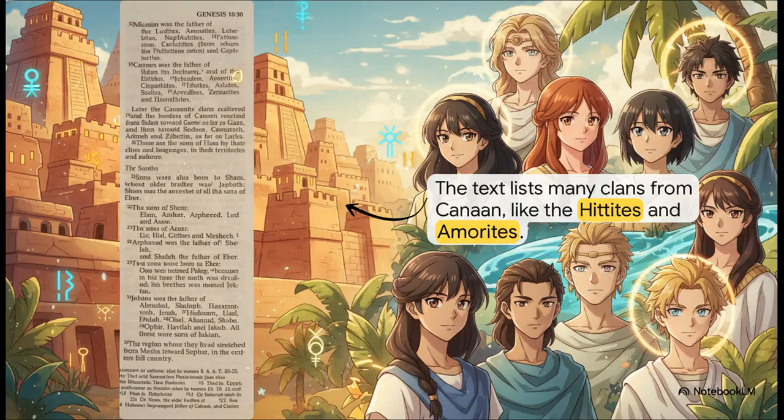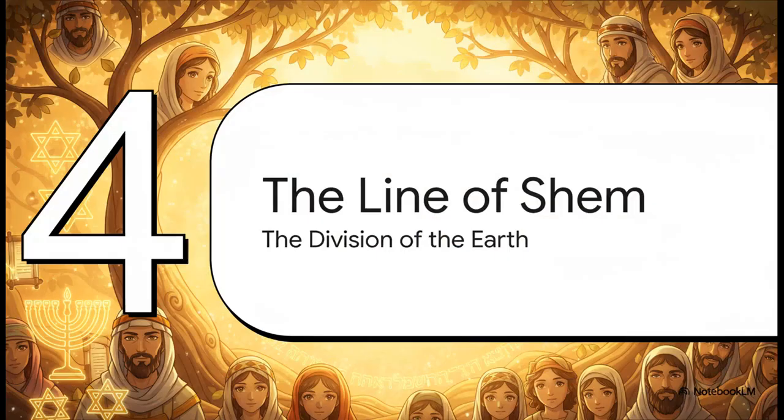But it's not all about Nimrod. The line of Ham also includes all the descendants of Canaan, and the text lists a bunch of well-known peoples that came from him, like the Hittites and the Amorites, placing them all squarely on this branch of the human family tree. And that brings us to the third and final branch of Noah's family, the line coming down from his son Shem.